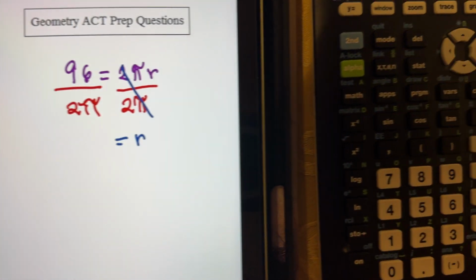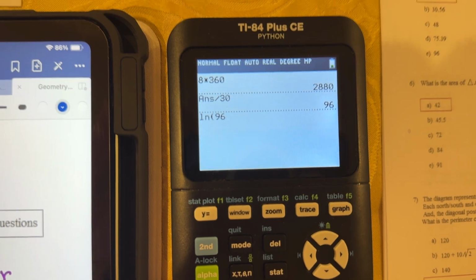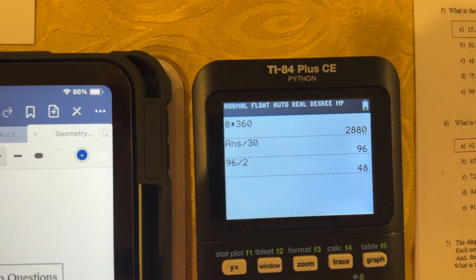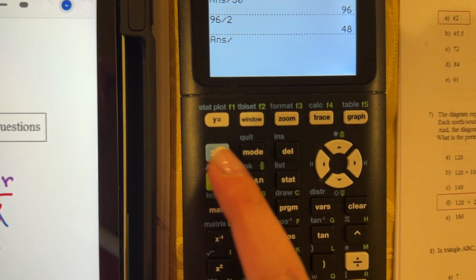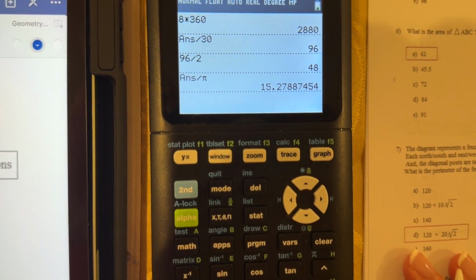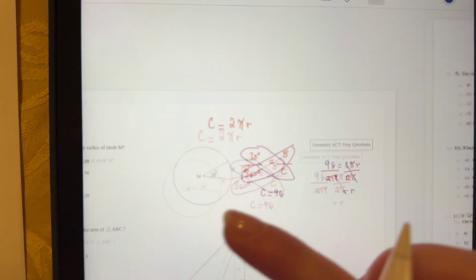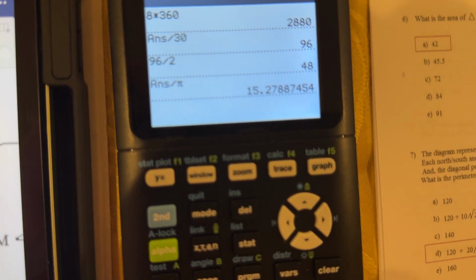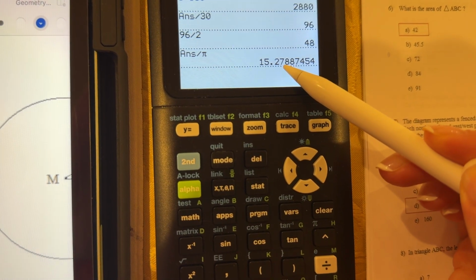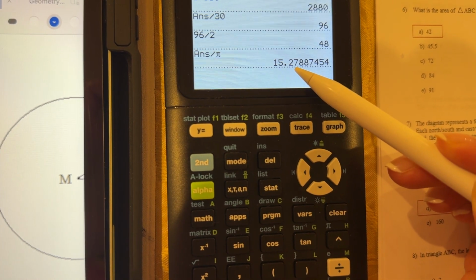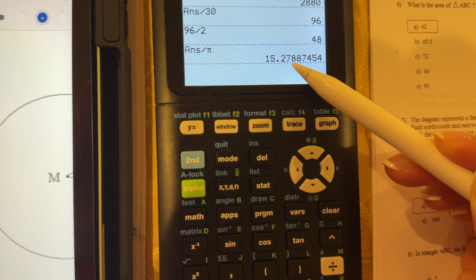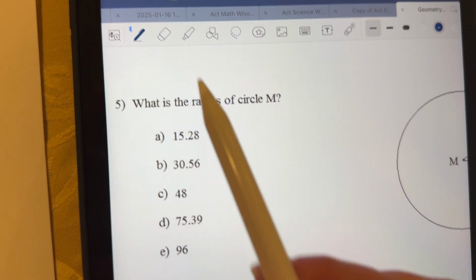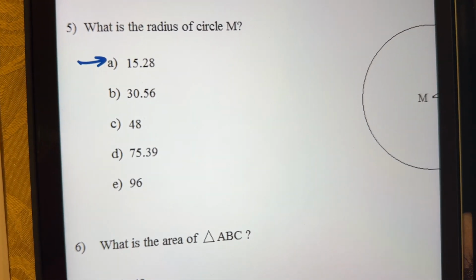And 96 divided by 2 is equal to 48. Then if you divide that by pi, you have to do the blue button and then pi. You get 15.27. Let's take a look at our answer choices. Do we have that? Well, yes, we do. We're just going to round it. Anytime your decimal is 5 or above, you can round up the value. So 7 will round to 8 because of the digit next door, which is 5 or above. So we have 15.28 is the answer for 5.